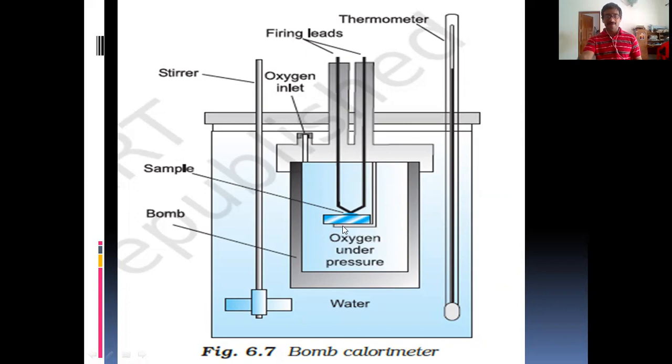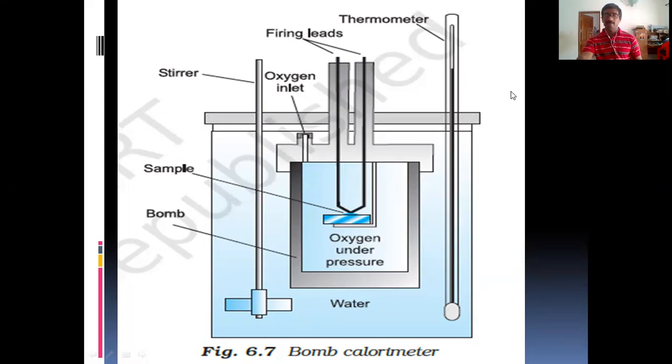When this substance reacts with the oxygen, what happens? Heat energy is liberated, and that heat energy passes through this vessel and reaches the water. Outside this bomb, water is there, and in the water you can see a stirrer on continuous stirring. The temperature distributes equally throughout the water, and here is a thermometer.